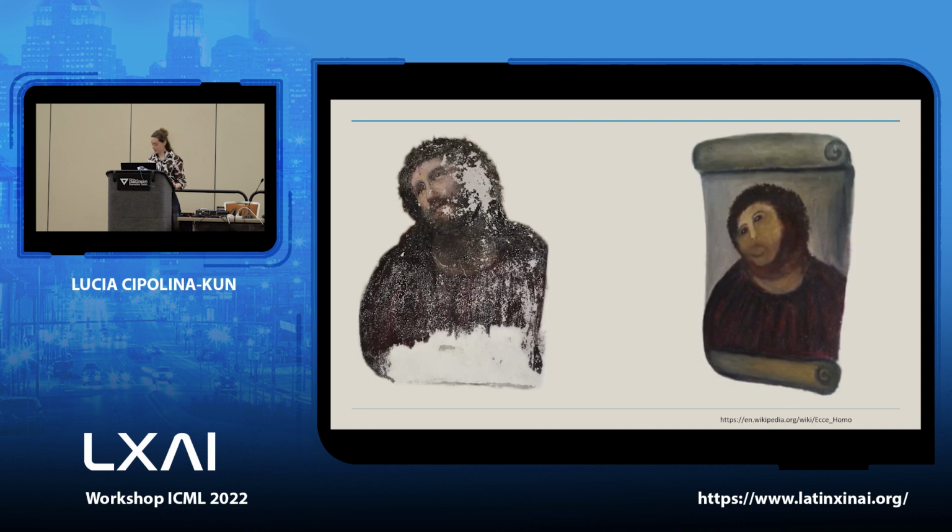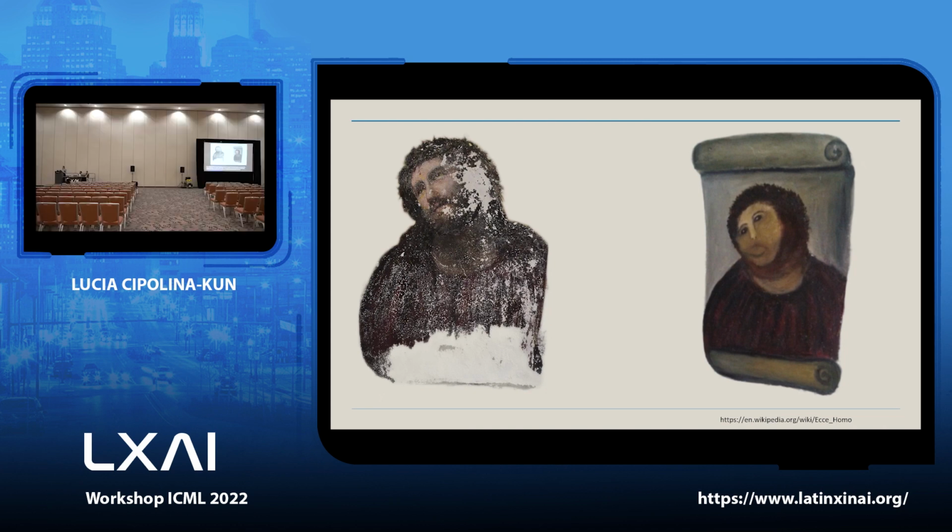Imagine you have this image on the left, and you want to reconstruct it because it's damaged. One way of reconstructing is the image that you see on the right. This is the actual living reconstruction of this image, the Ecce Homo in Spain. It's a fresco on a church, and this can be a possible reconstruction that you can make.